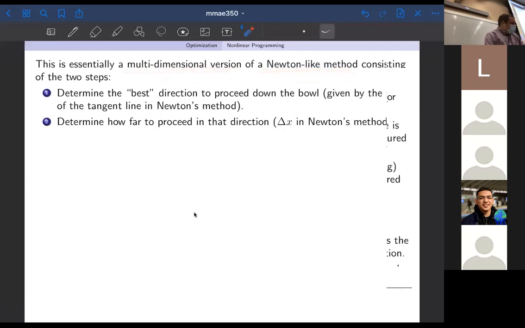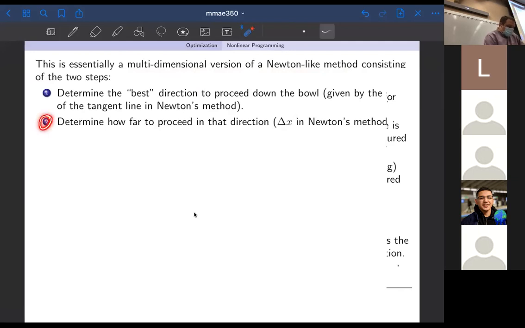So there's really two steps. The first step is to determine the best direction to proceed down the bowl. And that's just as simple as looking at the slopes. So you take the gradient, and the gradient is in the direction of maximum downward slope. Actually, the negative gradient is in the direction of descent. You know what I mean. Dump the water, it goes down. That's the whole point. So that's step one, to determine which direction to proceed down the hill, down the bowl.